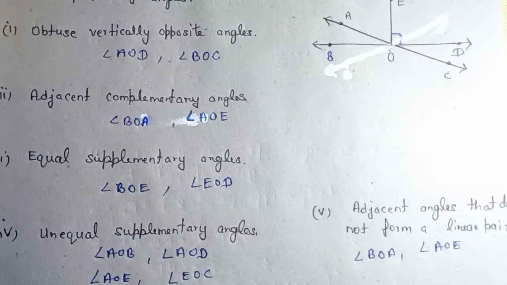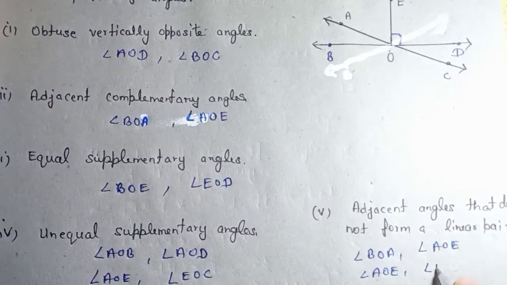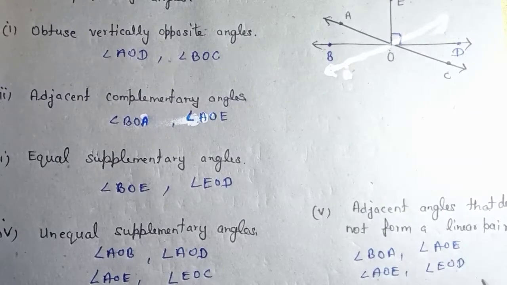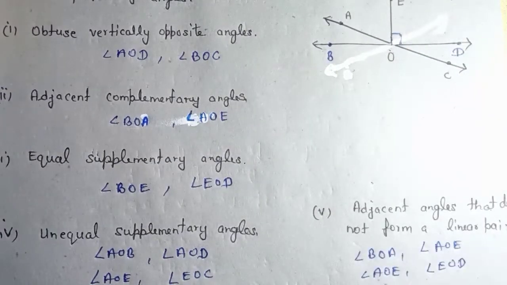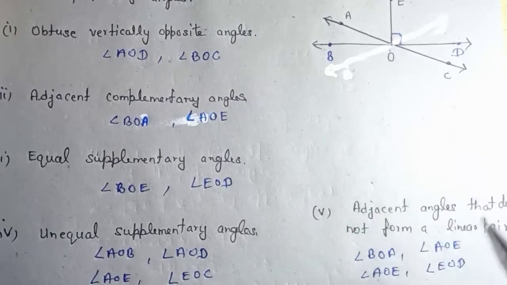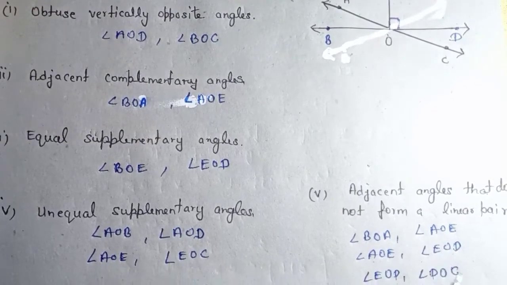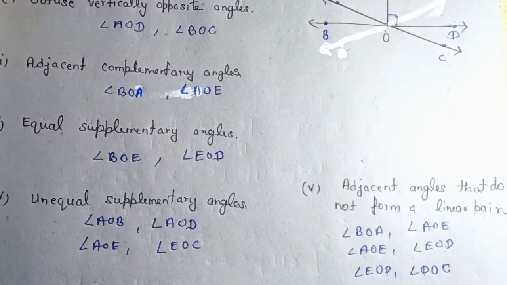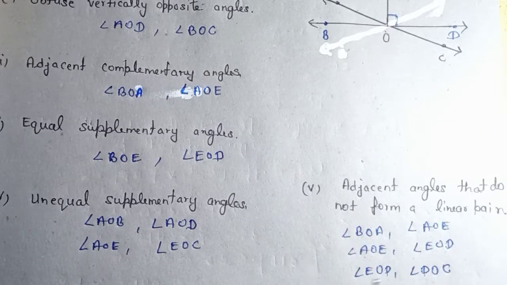AOE, comma EOD, and they do not form a linear pair. Remember this thing. We have another, that is angle EOD, comma DOC. So we have these three pairs here for our answer, adjacent angles that do not form a linear pair.